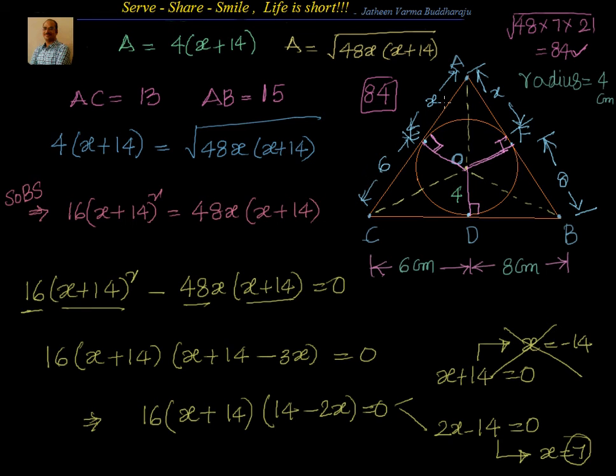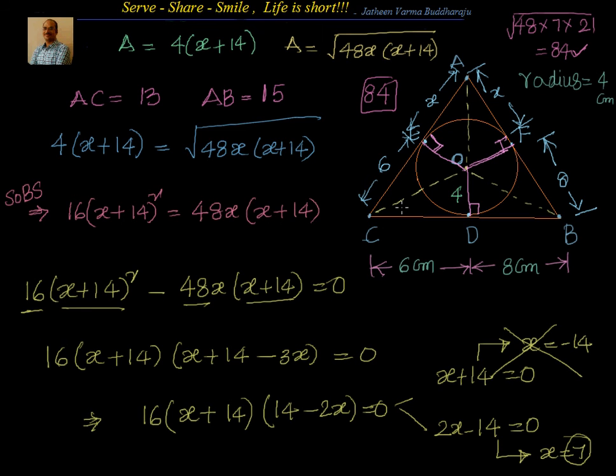So the sides we had to find are AC is 13 and AB equal to 15. So the sides of the triangle are AB 15, BC 14 and AC 13. So how have we solved this problem? Three things we have considered. One, the lengths of the tangents drawn from an external point are equal. Second, we have kept all the sides. We found the sides but they are in terms of the variable x. So we have to solve for the value of x.